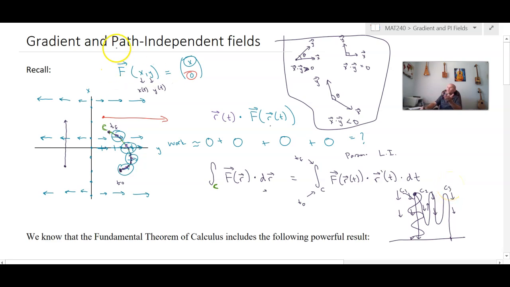So this is one example of what would be called a path-independent field. It didn't matter which path that ball took to get from this vertical position down to the ground, it is going to require the same amount of work. It's going to be an identical amount of work.